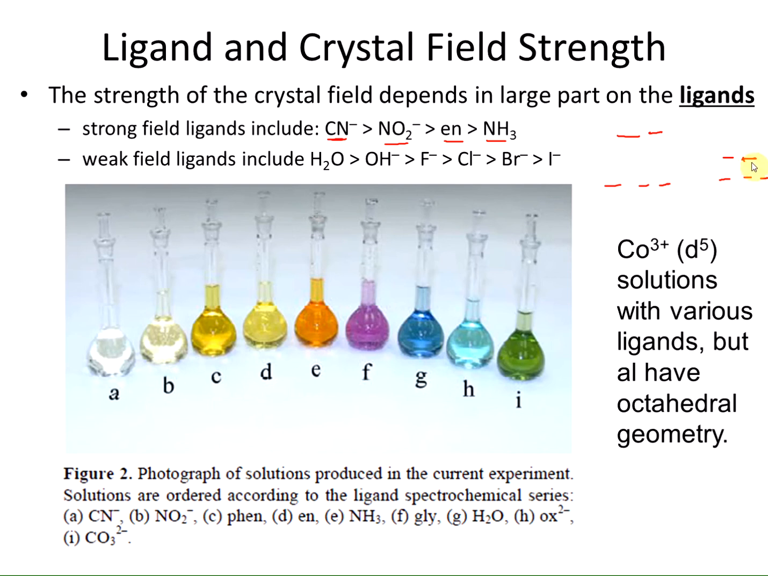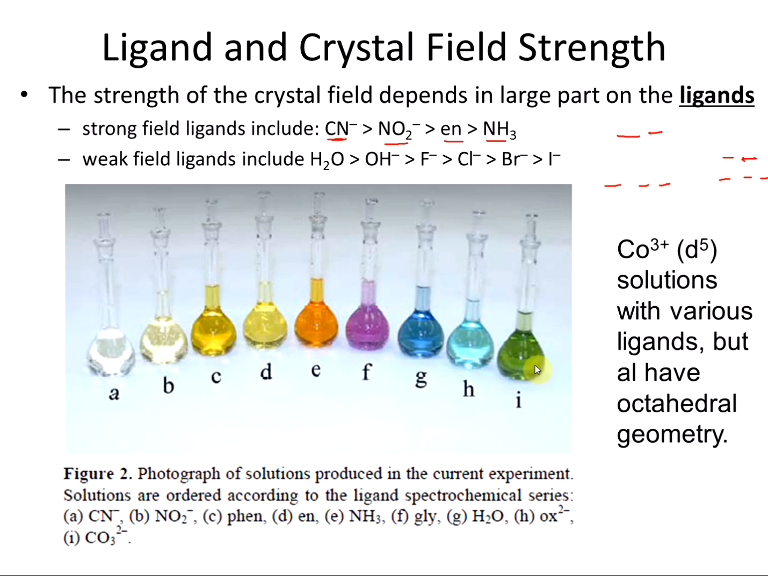So here we have a series of cobalt-3 complexes. These all have 5 electrons in the d orbitals, and they all have octahedral geometry. But what's different are the types of ligands that are bound to them. In A, there's cyanide. In B, there's the nitrite. In C, there's phenanthroline. D is ethylene diamine. E is ammonia. F is glycine. G is water. H is the oxalato ligand. And I is a carbonate.